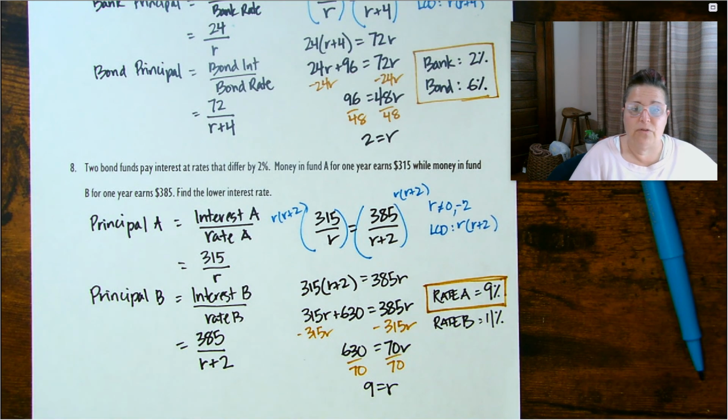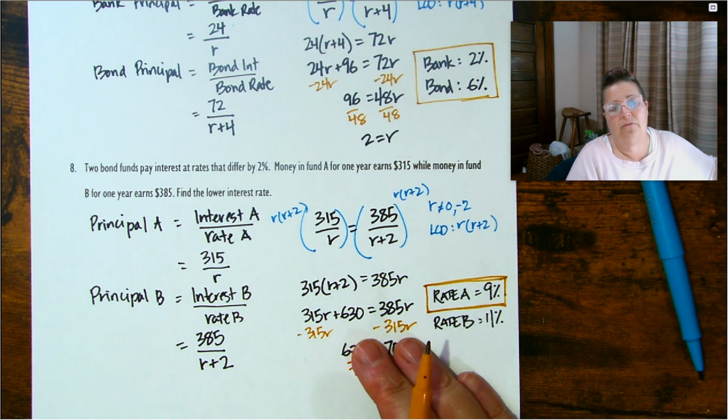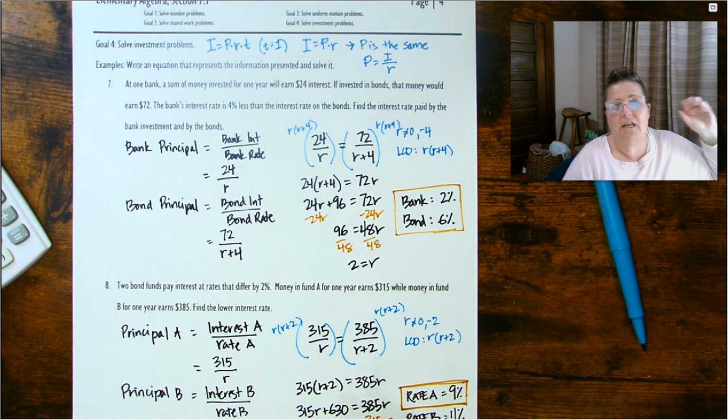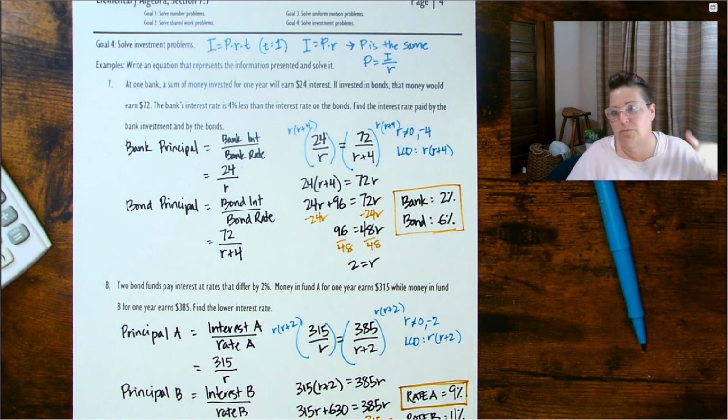That should be it for the 4 examples of rational expressions using word problems. We have done some number problems. We've done some shared work problems. We've taken a look at uniform motion and at investment.